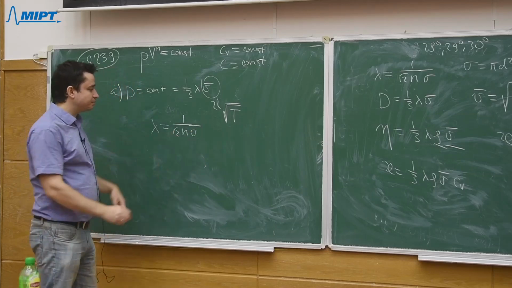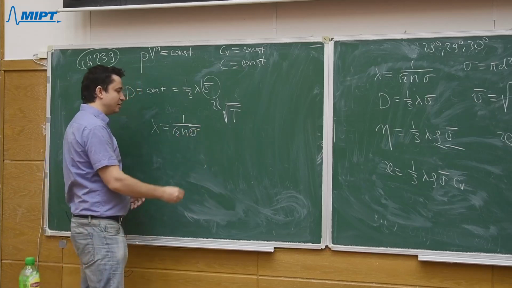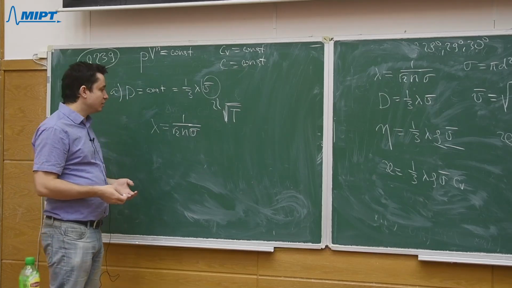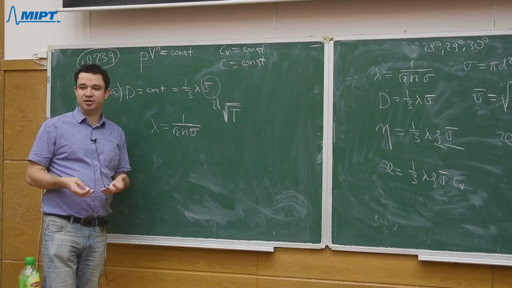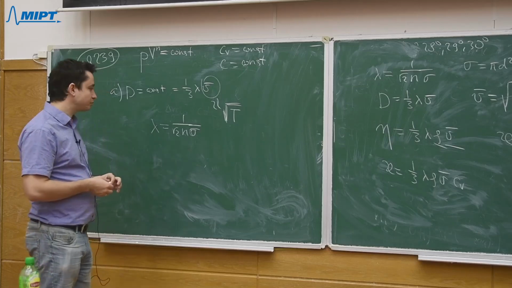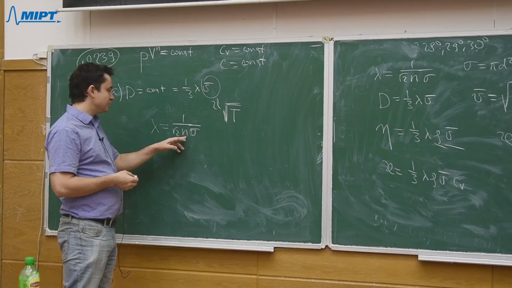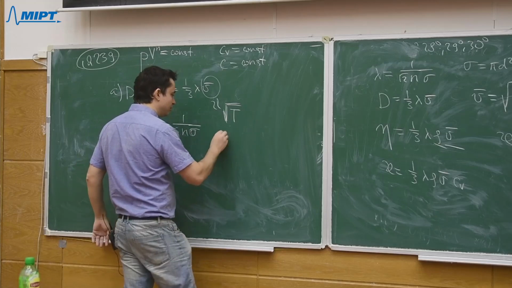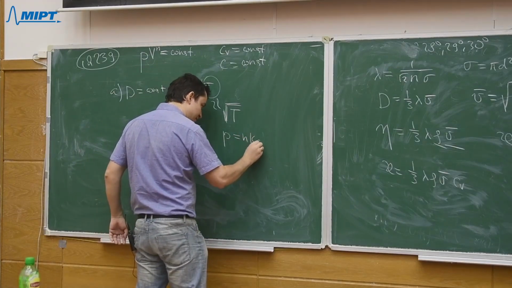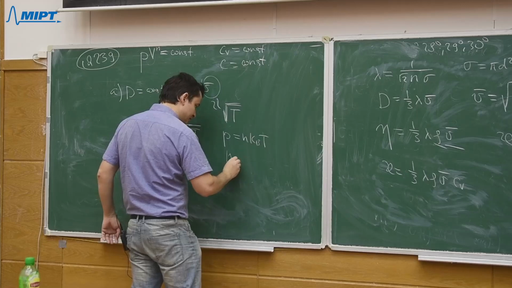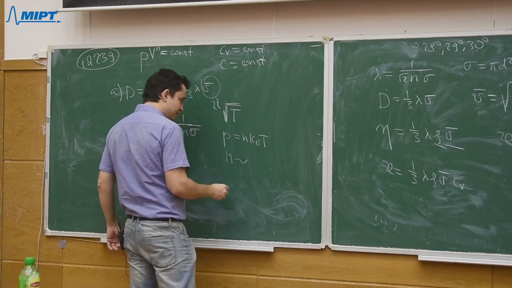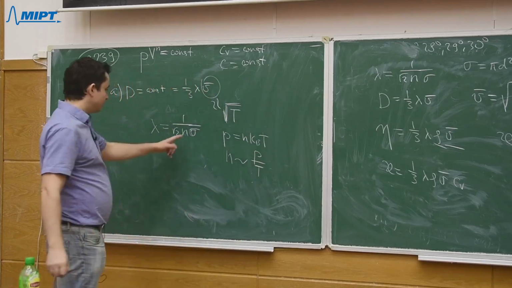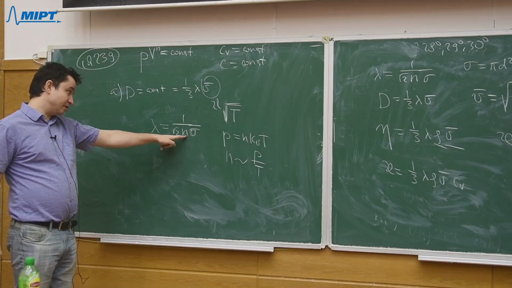Sigma, the collisional cross-section, is constant. It depends only on the material. So it doesn't change when you change pressure or temperature, sigma remains the same. What actually changes is the number density. And as we know, P equals n k_B T. So number density is proportional to pressure over temperature. And lambda is proportional to number density to the power of -1.